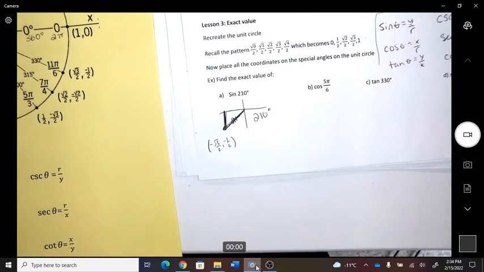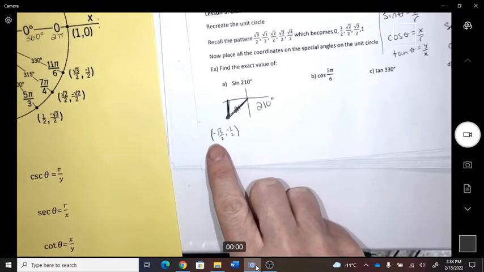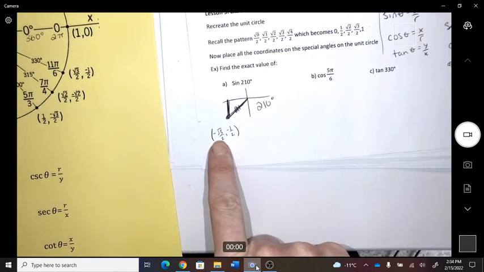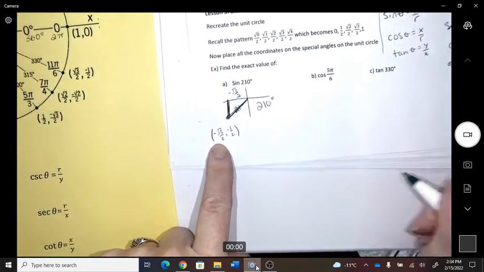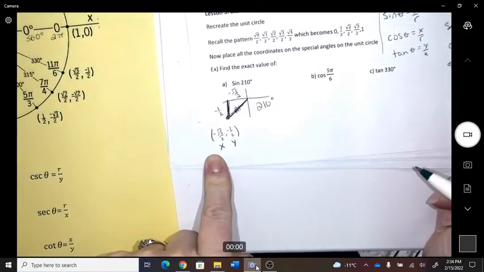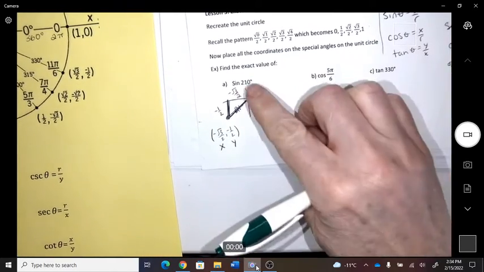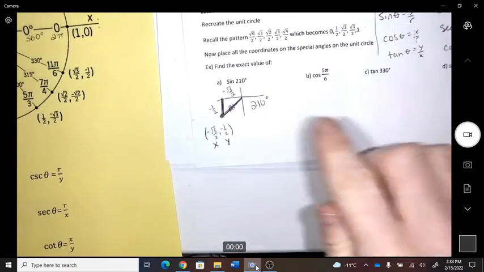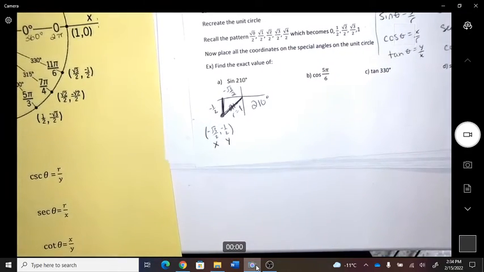Okay, so this is what you see. When you do the coordinate, this is the x. That's an x value. That's a y value. And because this is on the unit circle, if I added those squared, what would it make for an r? 1. The r is 1. Okay, so that's what it looks like on the unit circle.